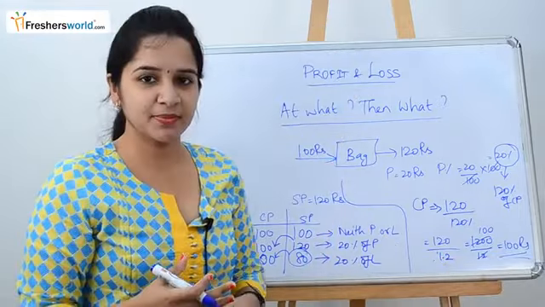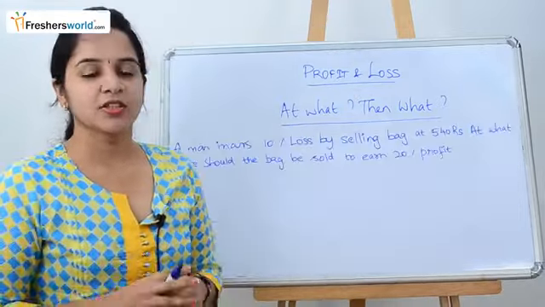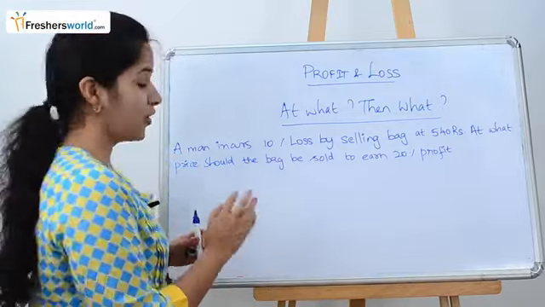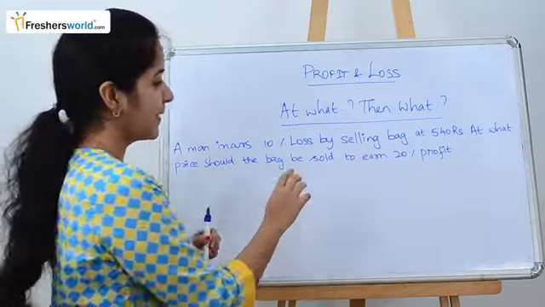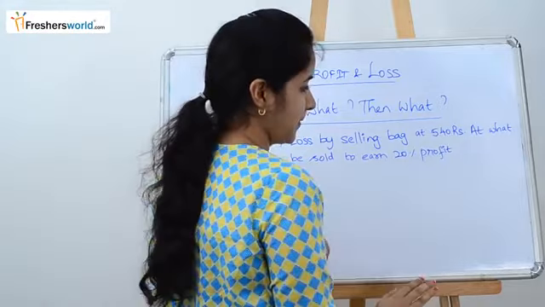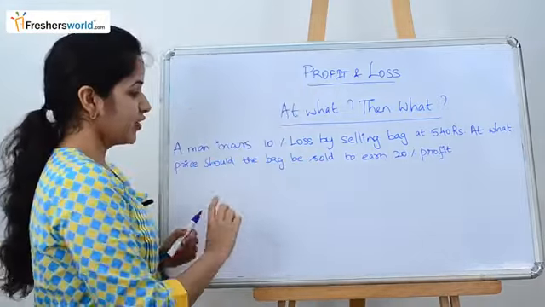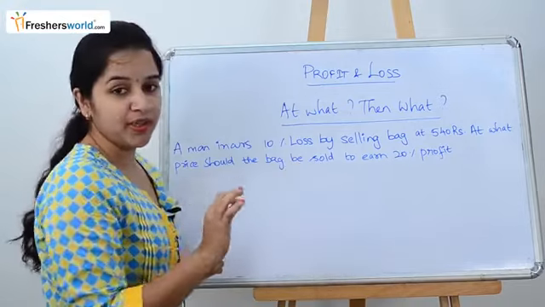To understand this better, we will solve a couple of problems. So let's get started with the question. What are they asking in the question? A man incurs 10% loss by selling a bag at 540 rupees. At what price should the bag be sold to earn 20% profit?